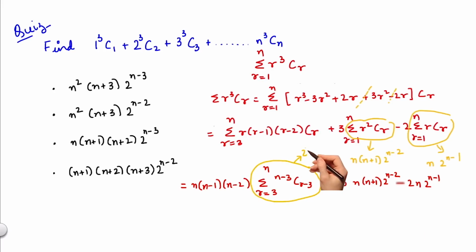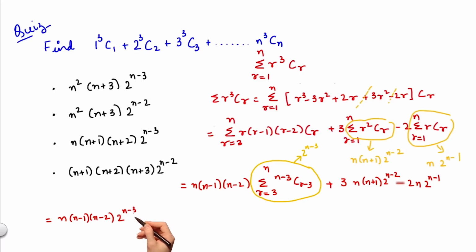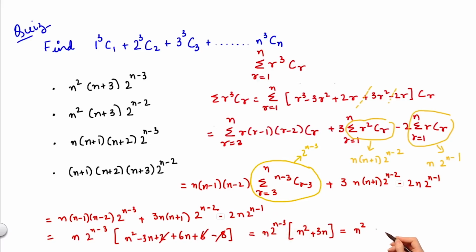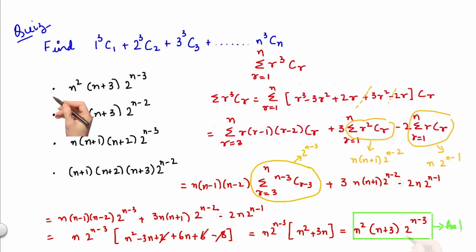This summation equals 2 to the power n minus 3. Hence the expression becomes n times (n-1) times (n-2) times 2 to the power n minus 3 plus 3 times n times (n+1) times 2 to the power n minus 2 minus 2n times 2 to the power n minus 1. I can solve this further to get n square times (n+3) multiplied by 2 to the power n minus 3. Hence option 1 is the correct answer.